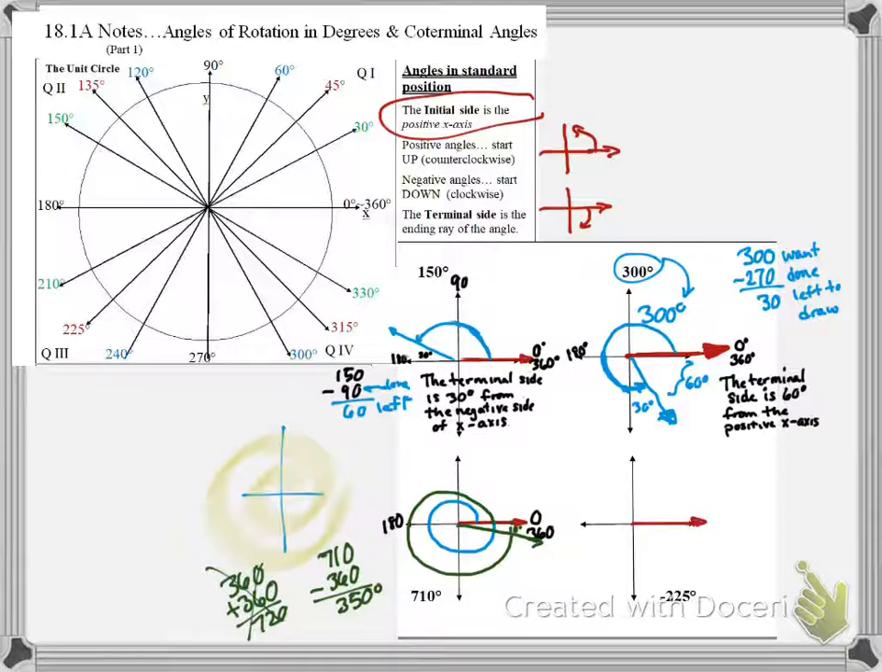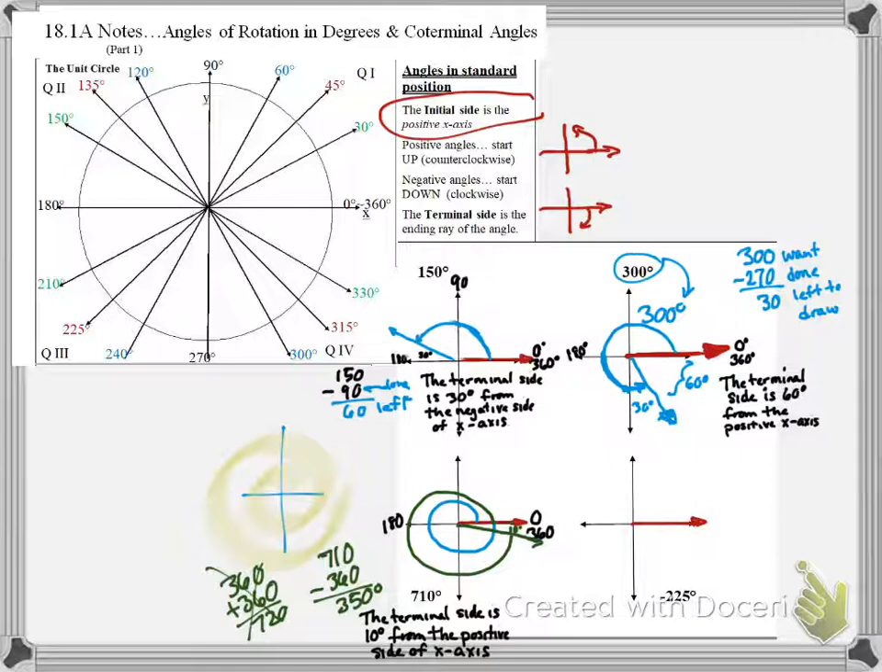So if I wanted to describe this, I would say the terminal side is 10 degrees from the positive side of the x-axis. When I start writing in the border, I don't know if you can see it well. Okay. What's the next one?